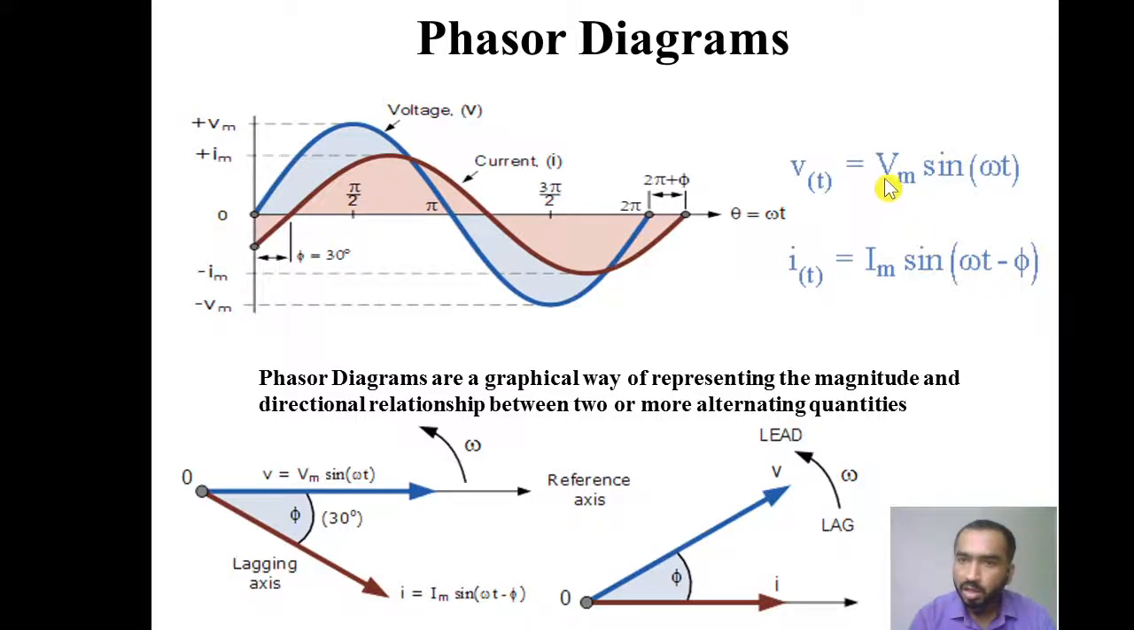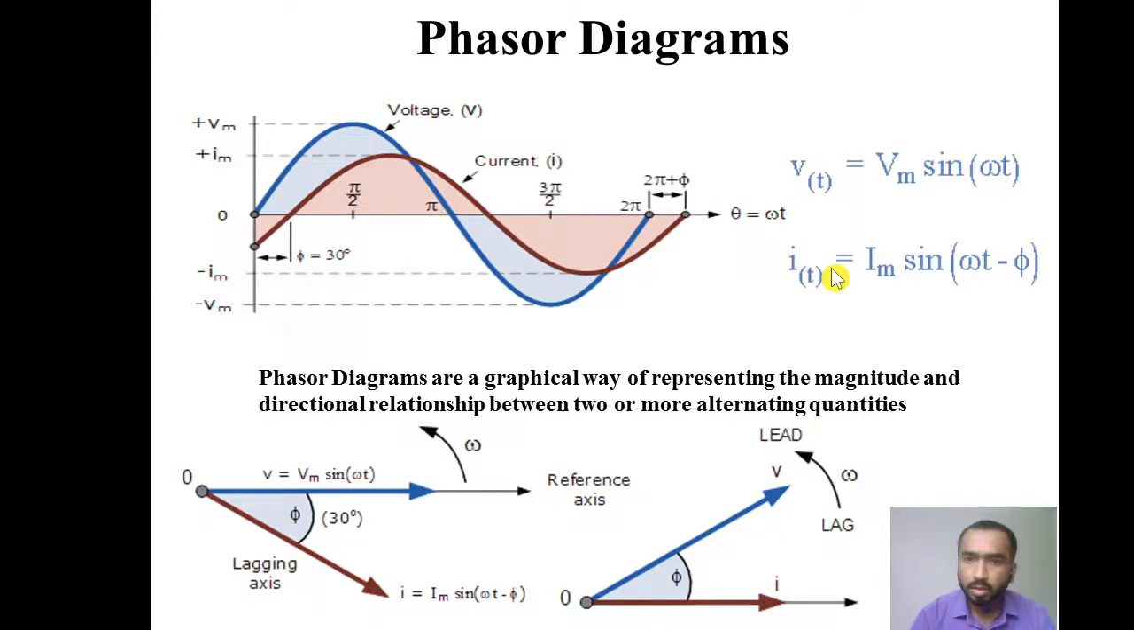Now as current is lagging, the sign here is negative. If current leads voltage, then this sign changes to positive. Okay, this sign is important. If the current lags, then we write a negative sign here, but if current leads, then this sign is positive. Now this is the phase difference phi, which in this equation comes to 30 degrees. In this way you have to write the equations for voltage and current.